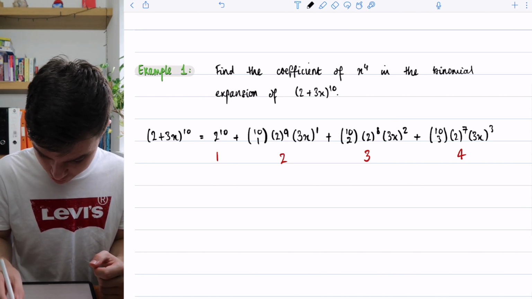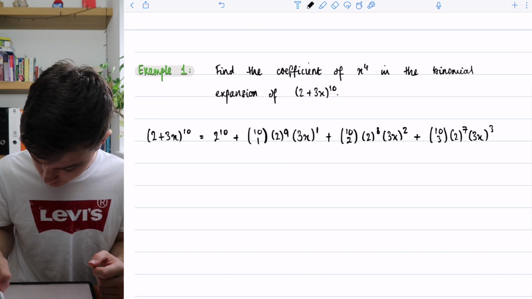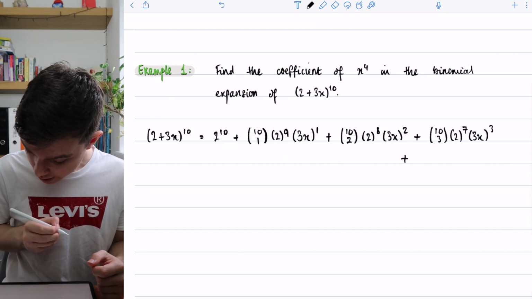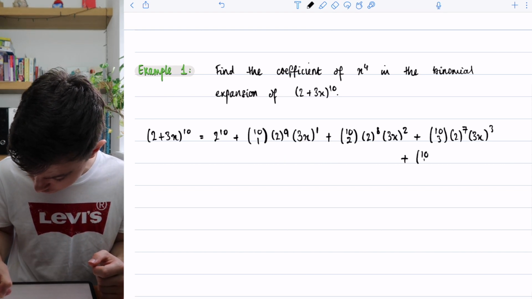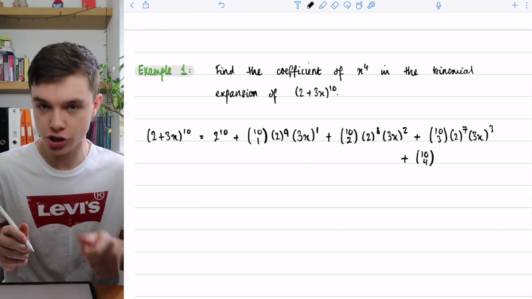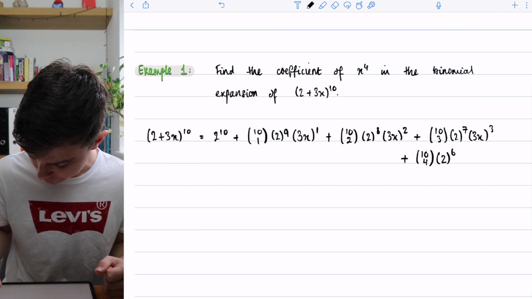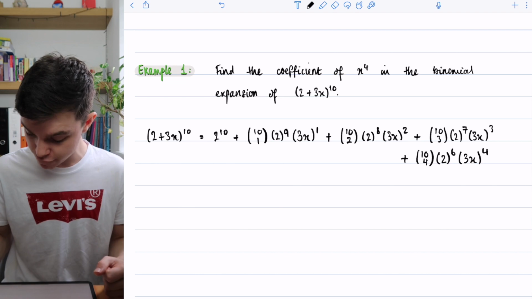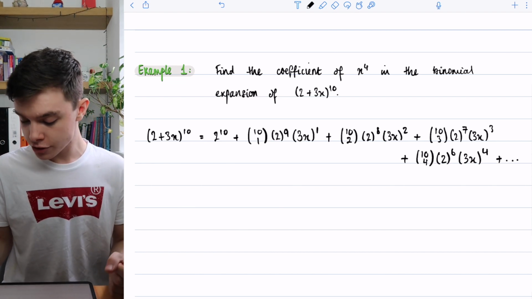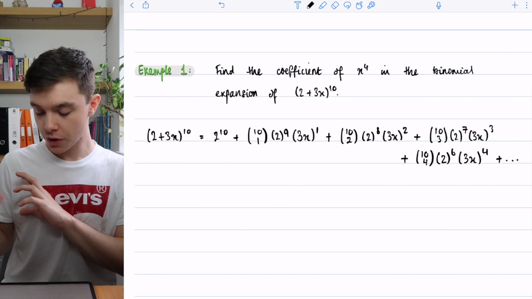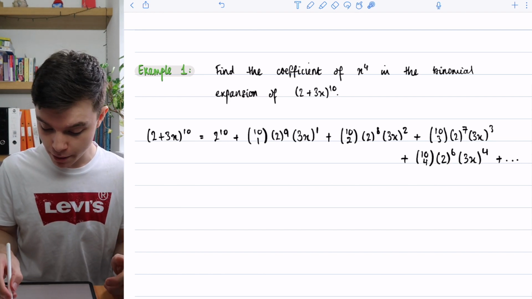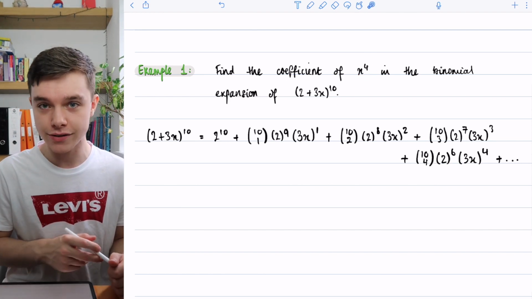I can write it under here. I add on 10 choose 4 as my next combination coefficient, and then 2 to the 6, where we reduce that power and increase the second power to a 4. Then I'm just going to write dot dot dot because that continues, but I don't need any more terms because I'm only being asked to find the coefficient of x to the 4.